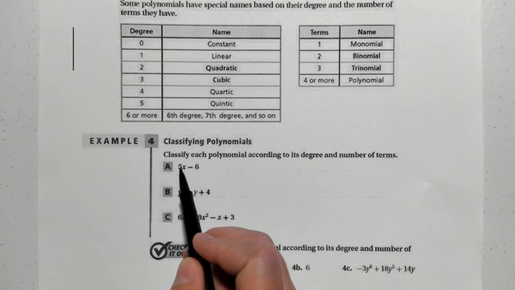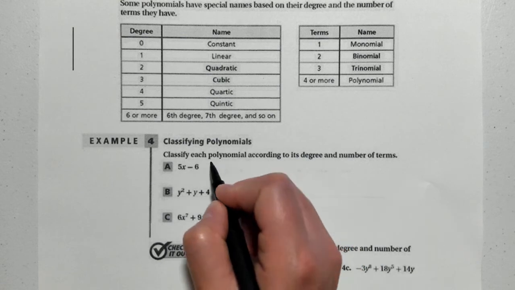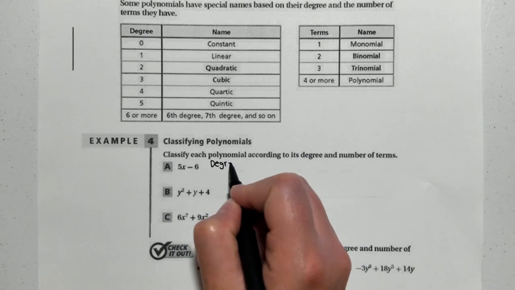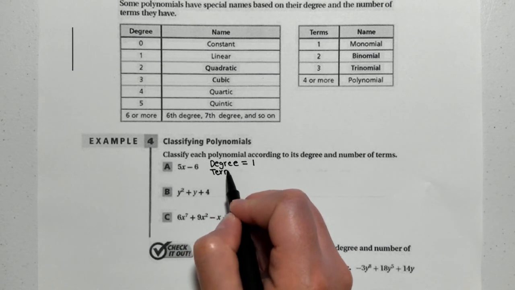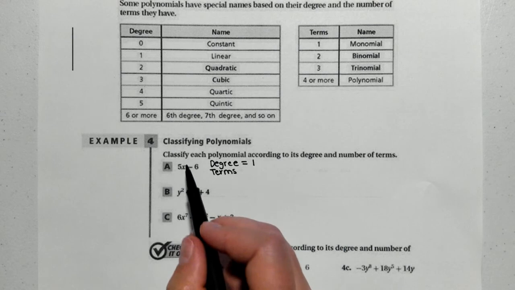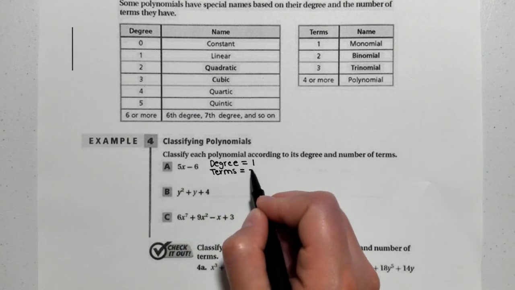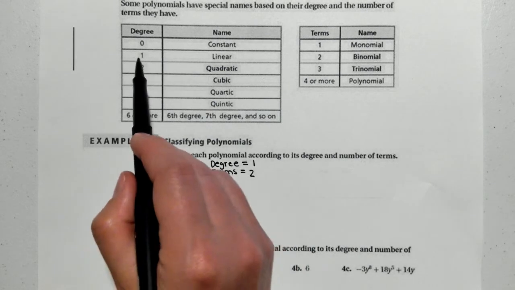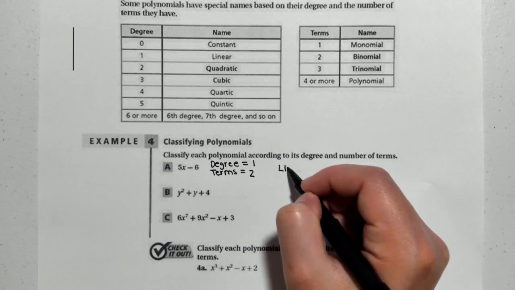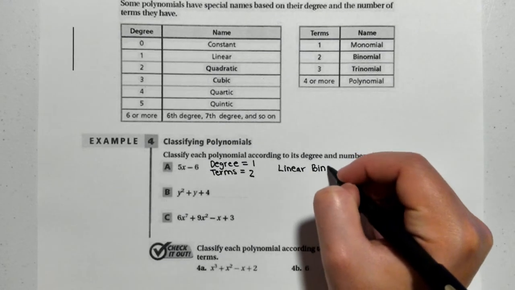X has a power of 1, so that's going to be a degree of 1, and 6 has a degree of 0. So the largest degree is 1, so the degree is equal to 1. And then the number of terms: terms are separated by addition and subtraction, so the subtraction breaks it into 2 terms. So a degree of 1 means it's going to be linear, and then 2 terms, binomial. So linear binomial.